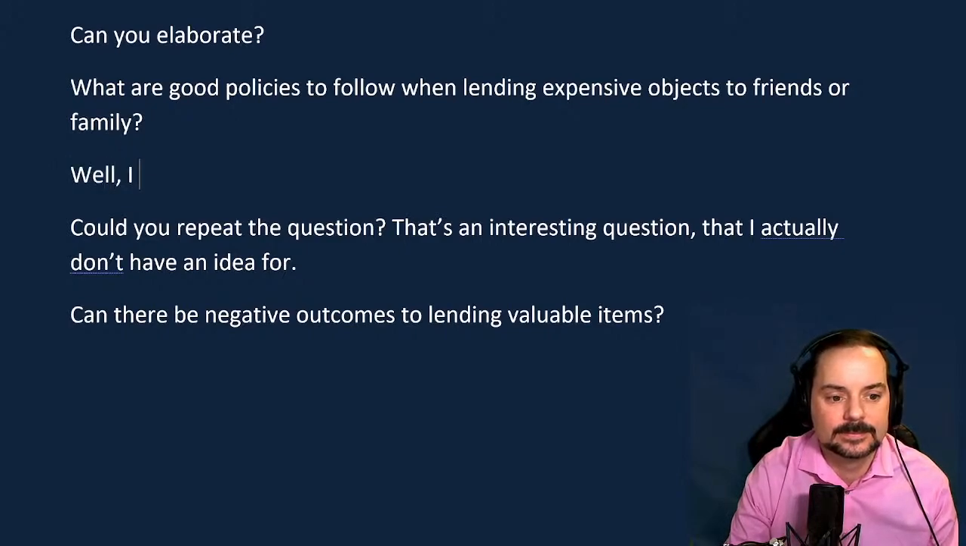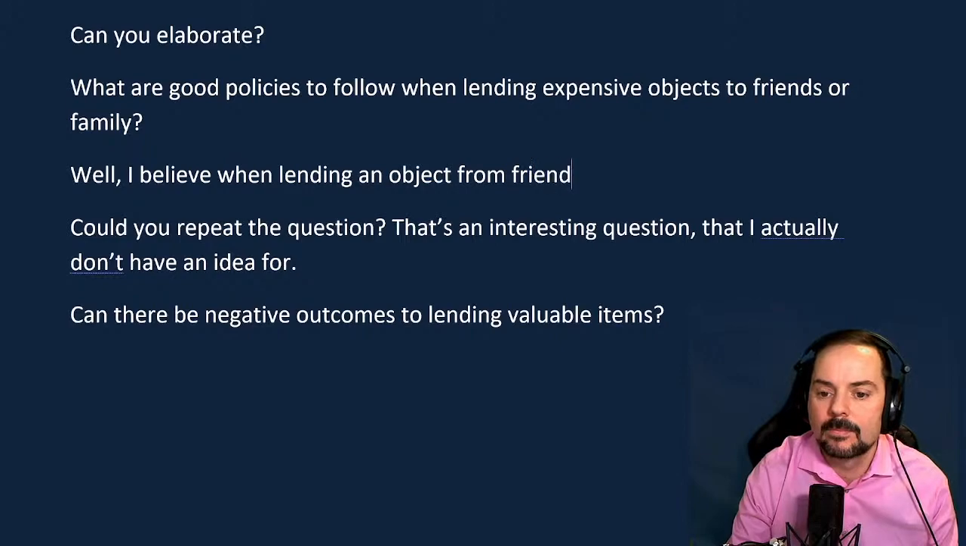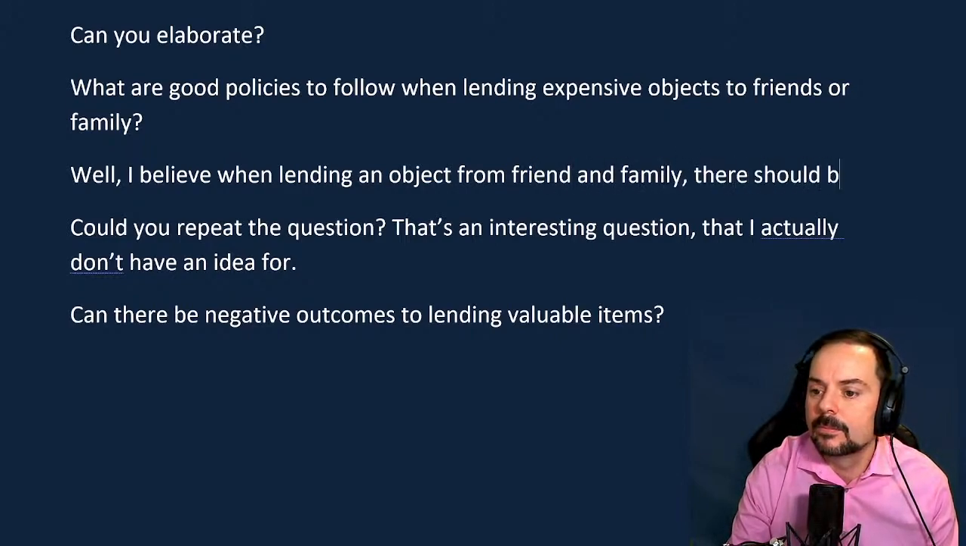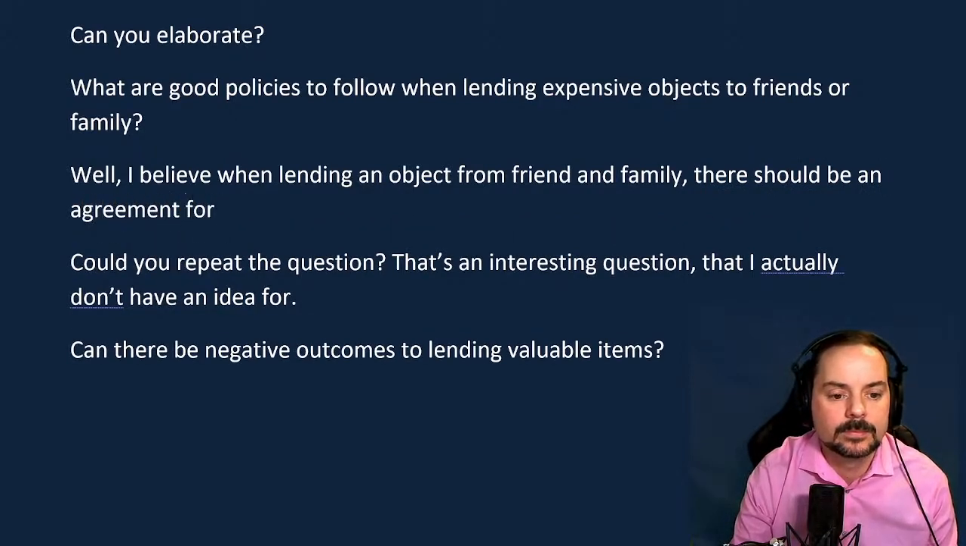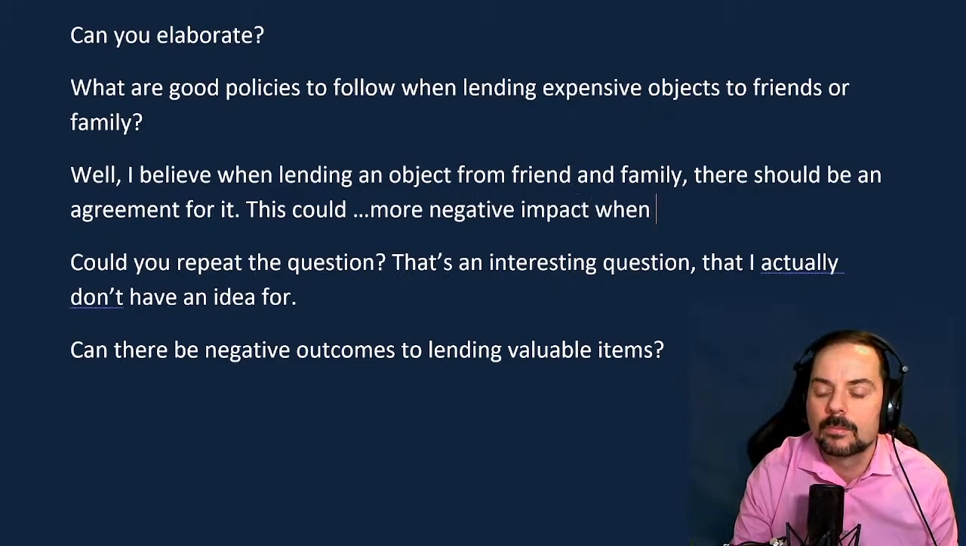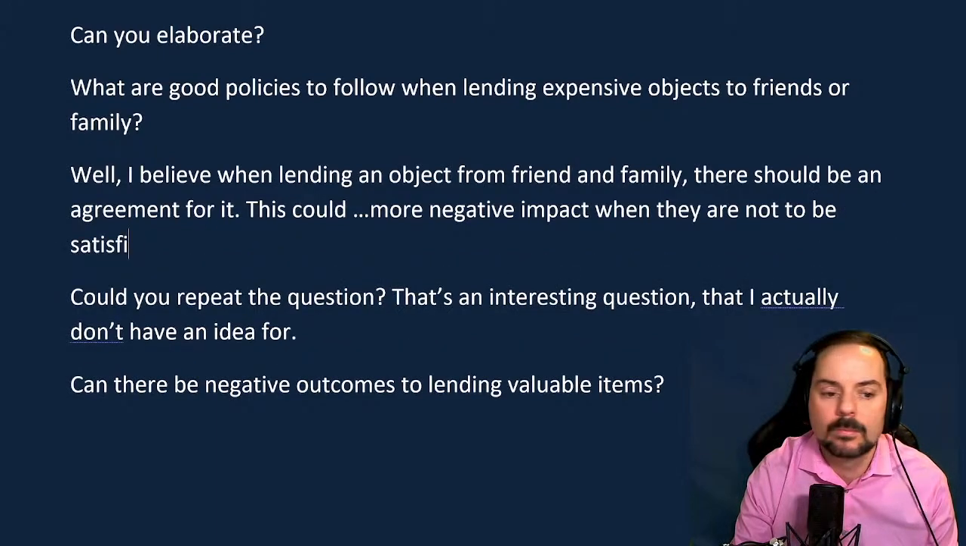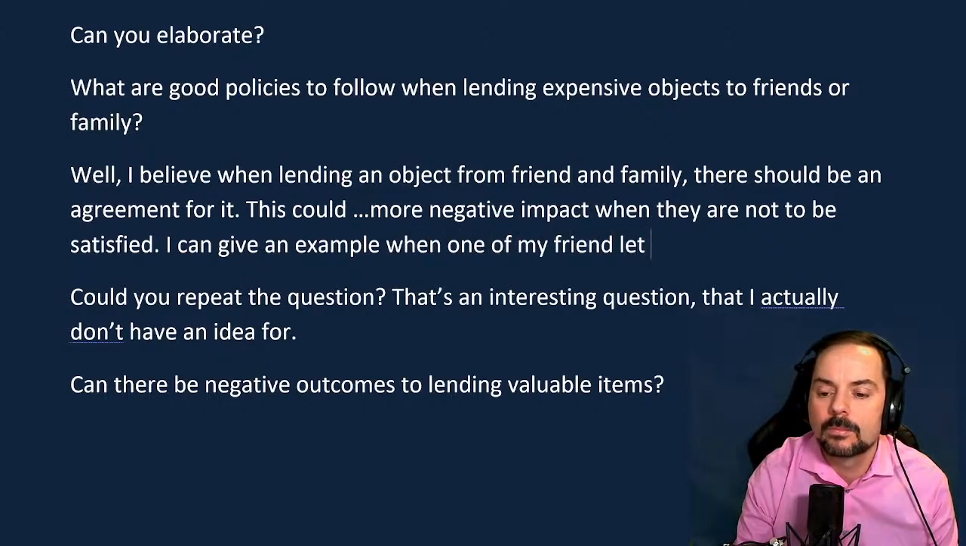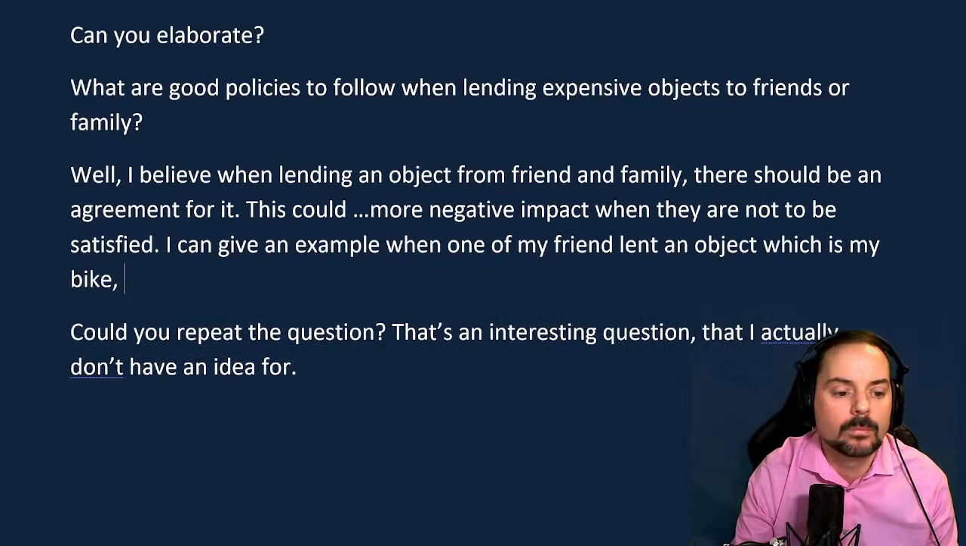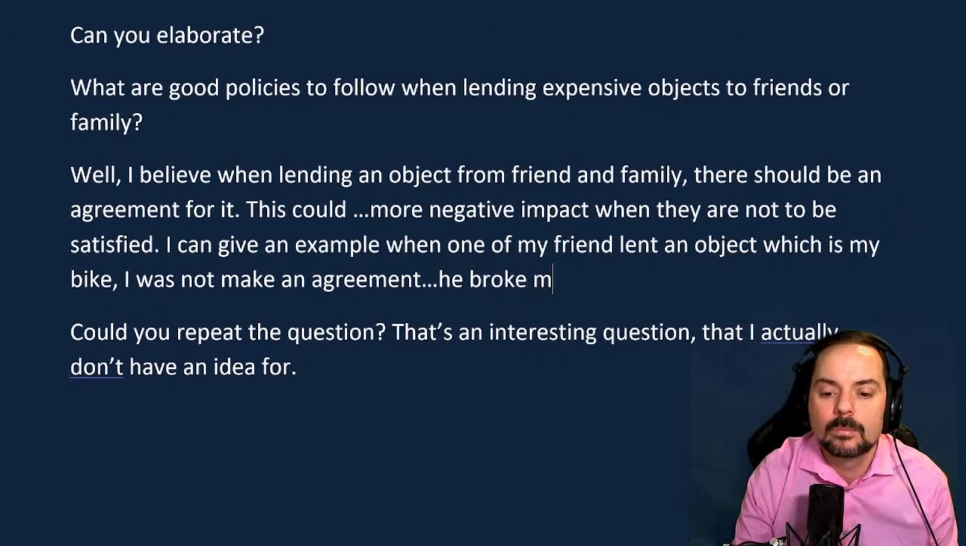Well, I believe I'm lending an object from friend and family. There should be agreement before it. This could can give more impact, negative impact, when the agreement will not be satisfied. And I can give an example that last time someone of my friend lent an object, and which is my bike, and I was not make an agreement because we are close. So he broke my bumper of my bike, and took me $50 to refurbish. Okay.